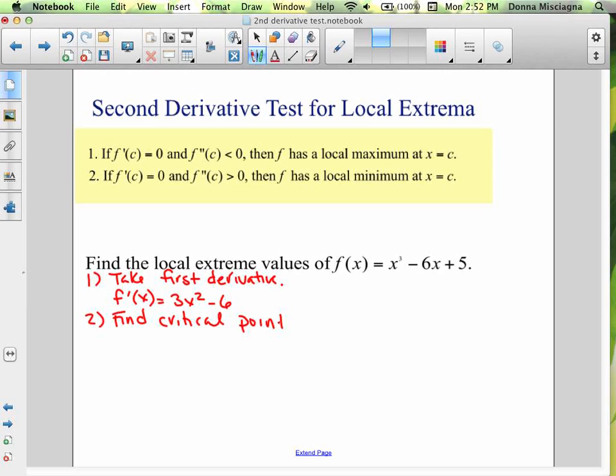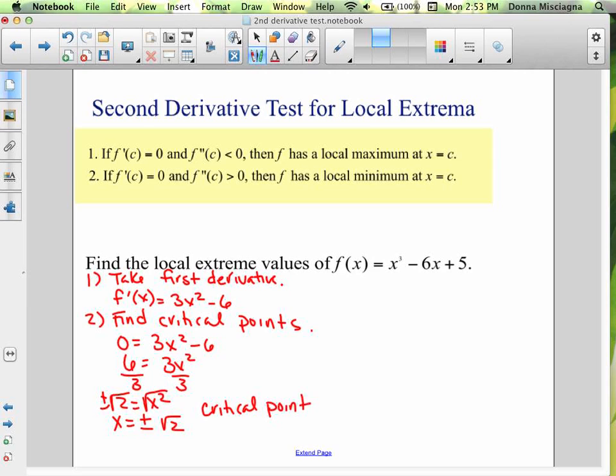Now we don't have to worry about f prime of x being undefined. It's a quadratic. It's defined everywhere. So we're just going to set this equal to 0. So 0 equals 3x squared minus 6. Right? Add 6 to both sides. We're going to solve using square roots. 6 equals 3x squared, divide by 3. So 2 equals x squared, and then take the square root of both sides. And don't forget plus or minus. So x is equal to plus or minus the square root of 2. Those are the critical points. Right, so x equals square root of 2 and x equals negative square root of 2.